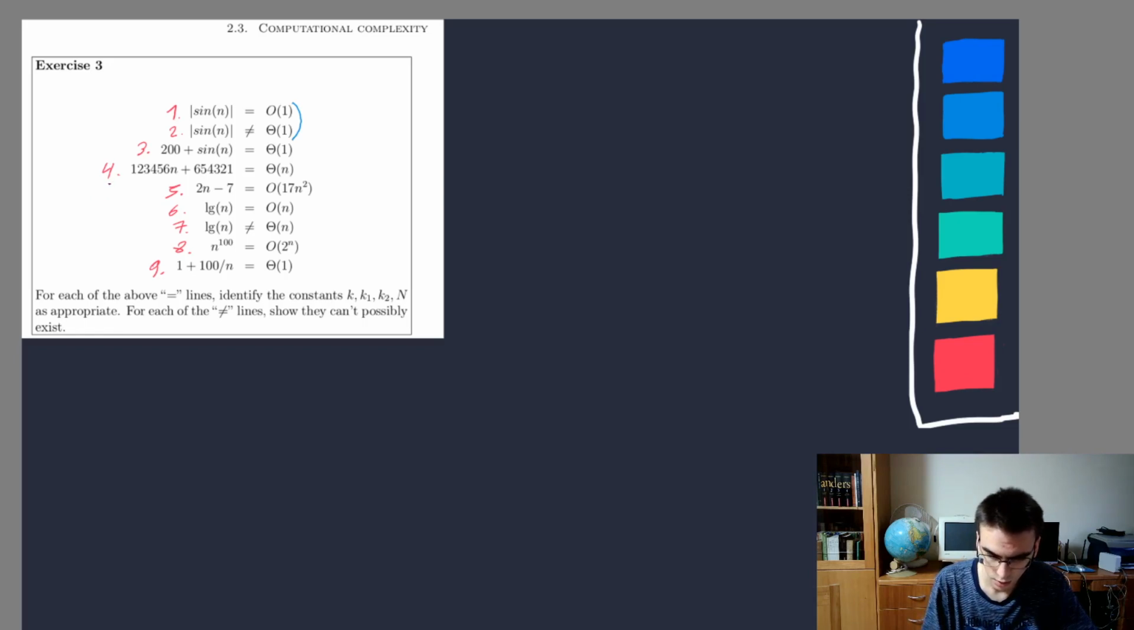So I think we were in 4. Oh, there is no absolute value here. That means it can go negative, but it's still trivial how to solve that one. None of this is really hard, but anyway. So to solve 4, all you have to do is big theta n, and you see 123456 n plus 654321. Well, what is this?